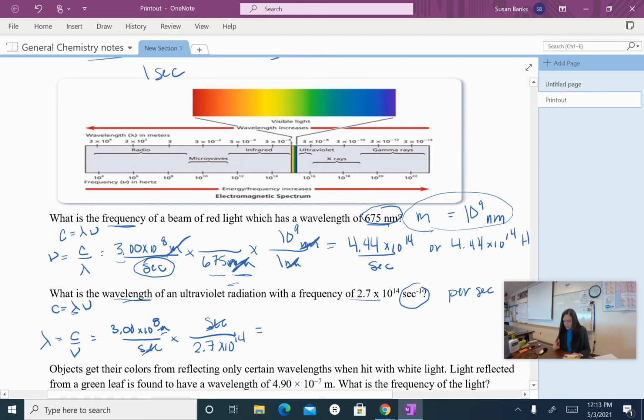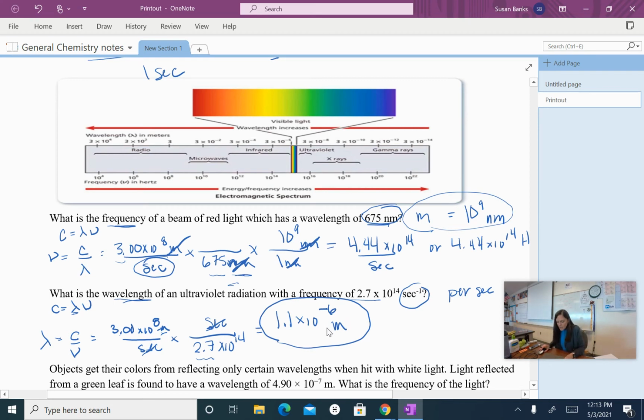So we've got 3 digits here. We've got 2 digits here. So we're probably going to just report 2 digits. So I have 1.1 times 10 to the negative 6 meters for that wavelength.